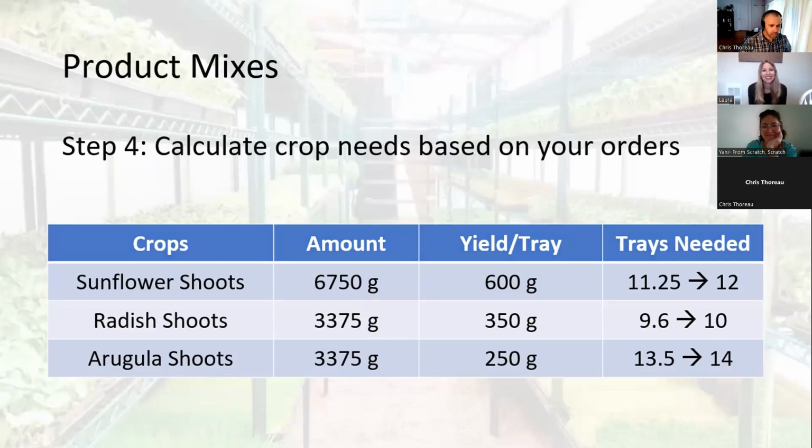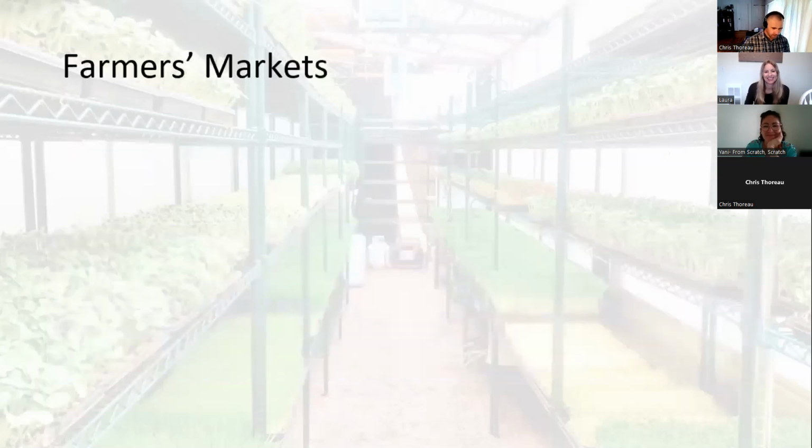Okay, so the next topic here is going to be farmers markets. And this is another thing. So I just got to move things back around again. Okay, so calculating your product needs for farmers markets can be very, very challenging because you actually don't know what you're going to sell at a farmer's market.